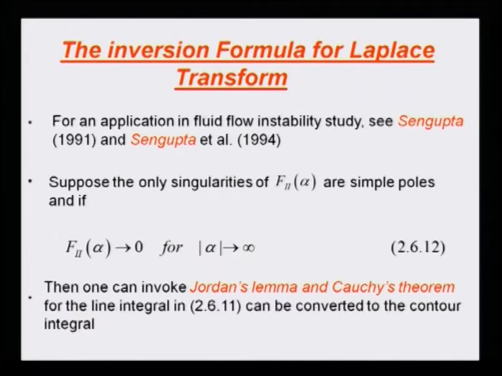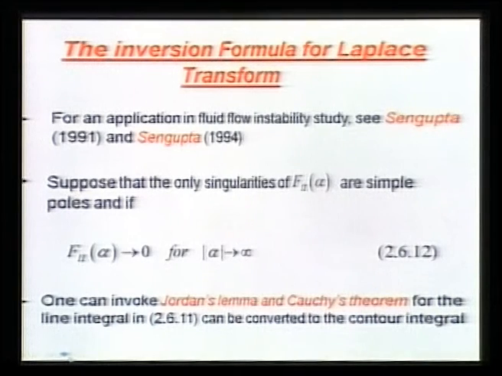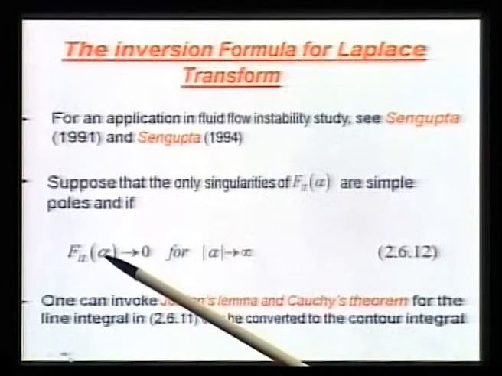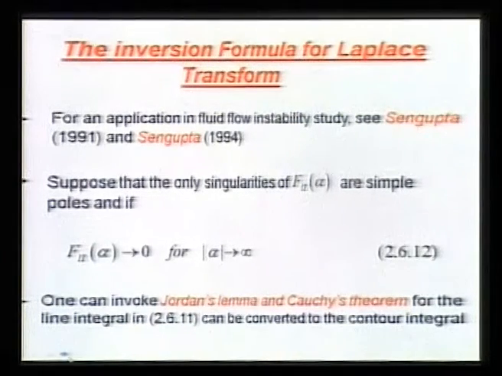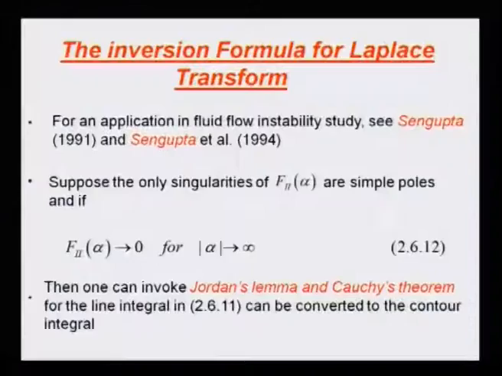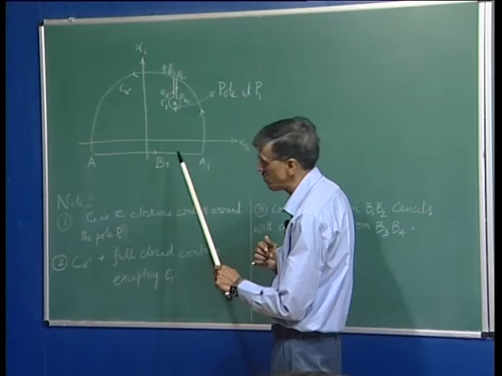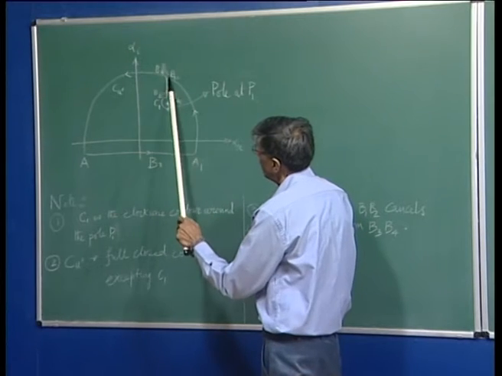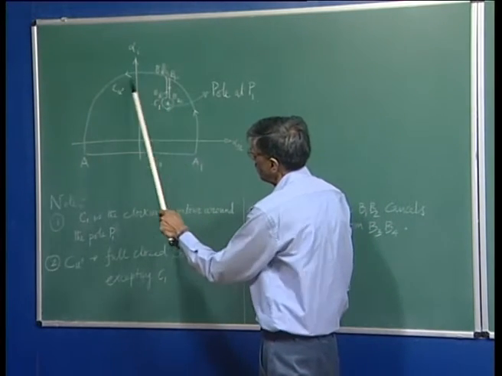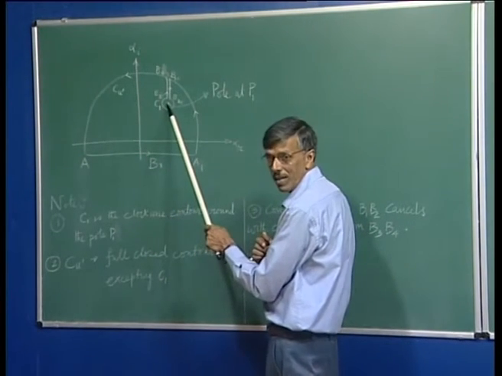If the transform has the following property, that it has only simple poles, and the transform goes to 0 for alpha going to infinity, then we can use the Jordan's lemma, and as I said, the Bromwich contour is something like this, constant alpha I. Now, what I could do is construct a closed contour where the simple poles are excluded.